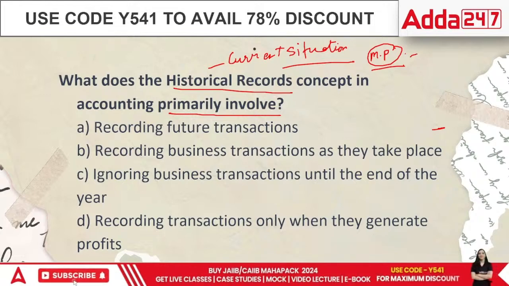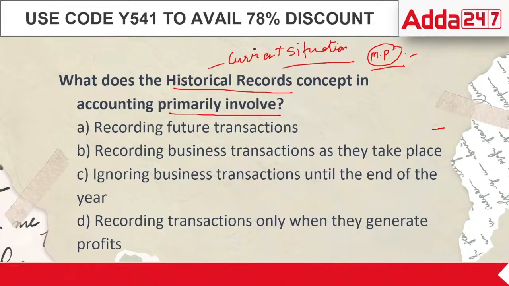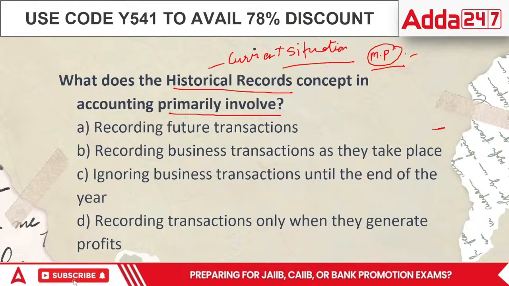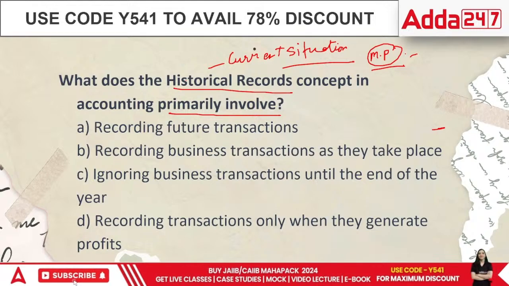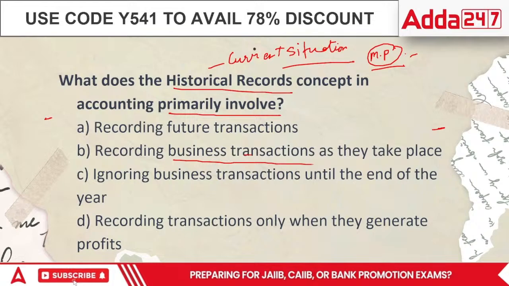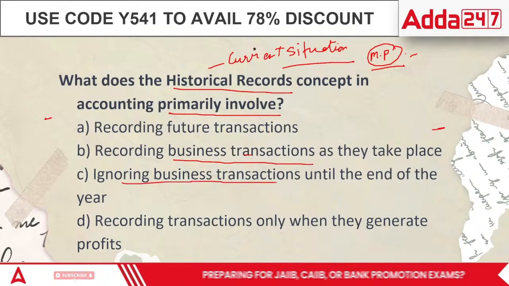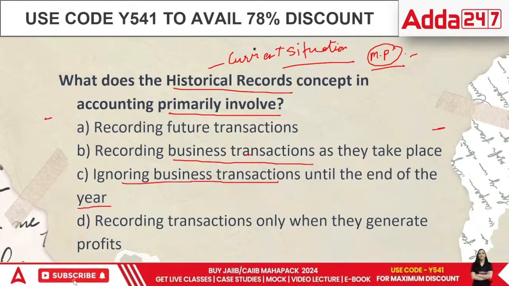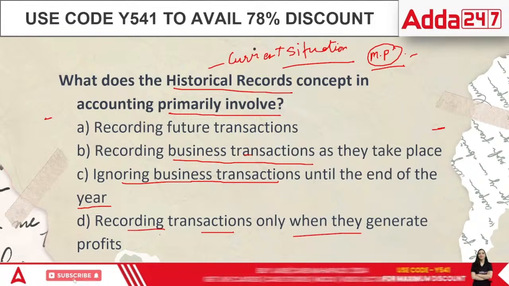So the historical cost concept simply says that record everything that has happened at one point of time. That means you have your invoices, record them at their invoice price, record them at the price that is stated to us. That means recording future transactions, recording business transactions as they take place, ignoring the business transactions until the end of the year, or recording the transactions only when they generate profits.